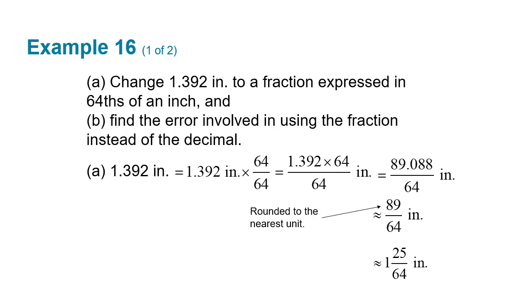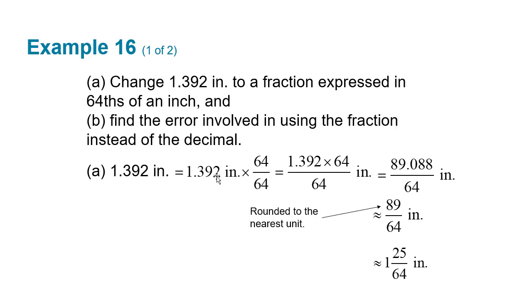Let's say we want to change 1.392 to a fraction expressed in 64ths of an inch, and then we also want to find the error. Well, I don't like doing it this way, but if you want to just stick with the same recipe, you always take your number and multiply it by 1, and the 1 is always going to be a fraction based in the units that you're going to. So we're going to 64ths this time. So instead of multiplying by 32 over 32, we multiply by 64 over 64.